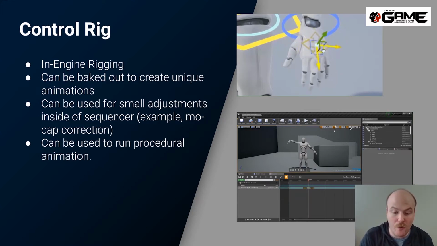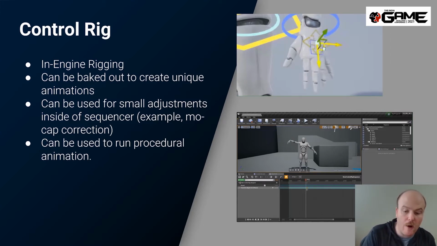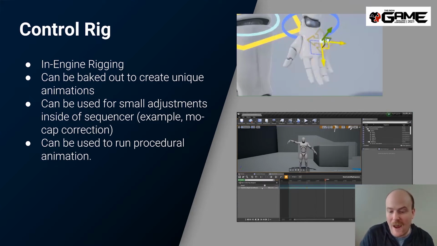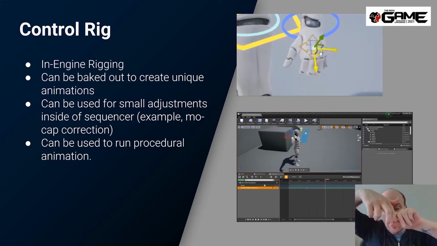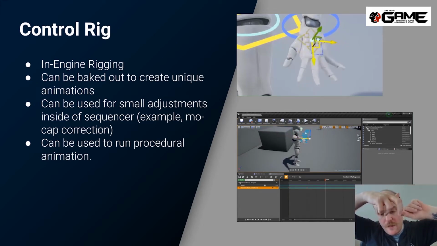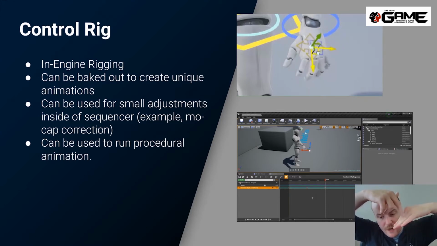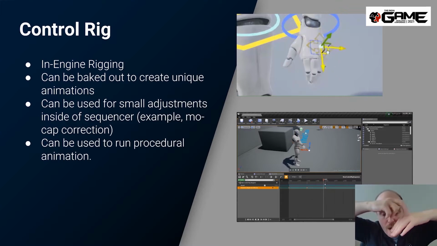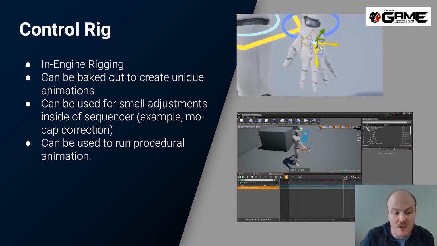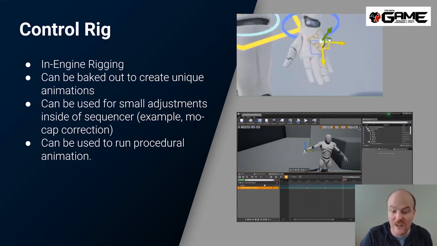Another great example is, not even within Sequencer, we can use Control Rig as a way of post-processing animation in a way. So we could have our walking animation, but then apply foot IK, right? That would adapt the position of the foot based on the way the terrain was working. So we'd get our foot locations in the right location. So we can drive procedural animations with Control Rig all within the editor, which is really, really exciting.